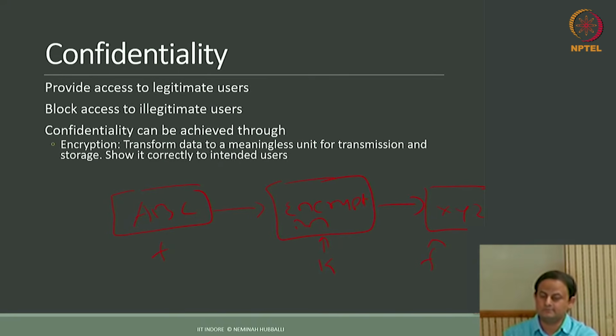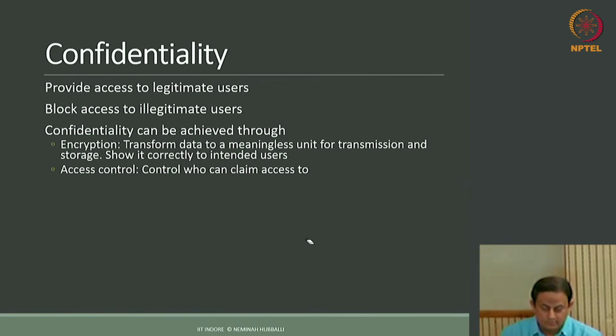So the encryption turns useful human readable data into some random content. When you reverse that, that is called the decryption. You will get back the original data which the legitimate users can access. I can put some kind of access control mechanism. So access control means that I control who can access what.